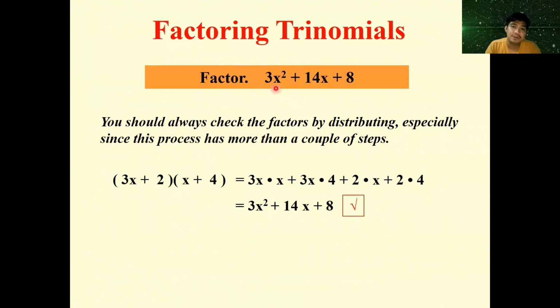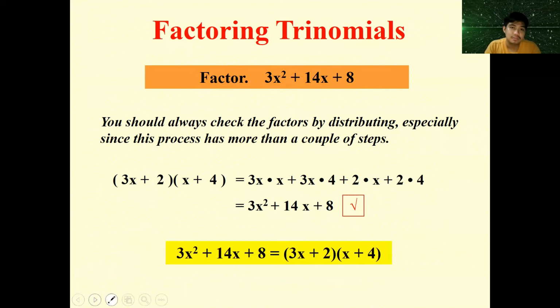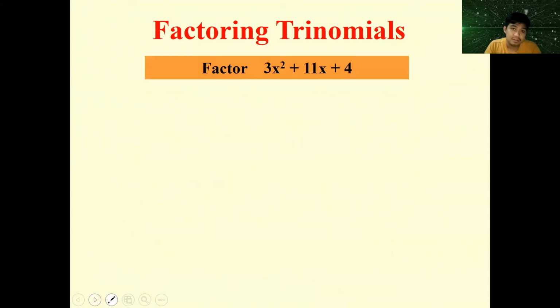So the factored form of 3x squared plus 14x plus 8 is 3x plus 2 times x plus 14. X plus 4, not 14. So the factored form of 3x squared plus 14x plus 8 is 3x plus 2 times x plus 4. Okay? So another example.